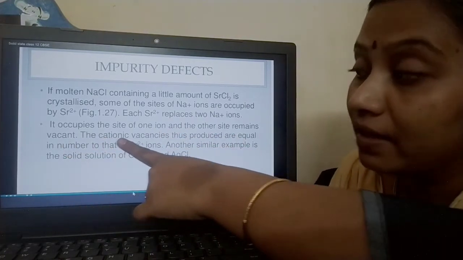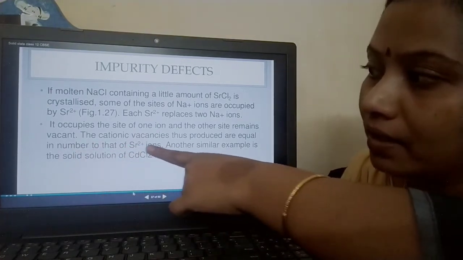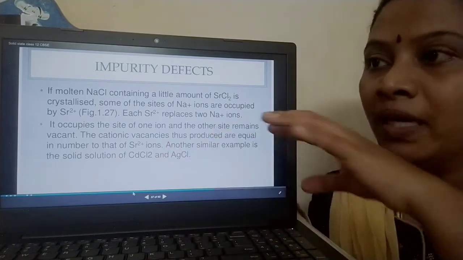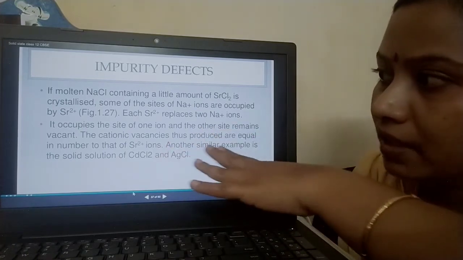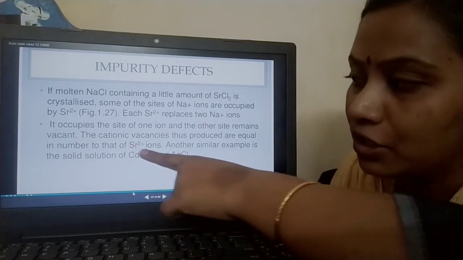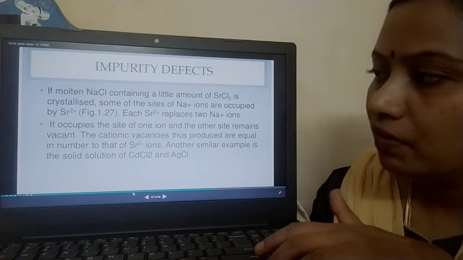So the cationic vacancies which are produced are equal to the number of Sr2+ ions. How many vacancies are created due to this cation? That should be equal to the number of sites occupied by strontium ions. One more example will be cadmium chloride and silver chloride.